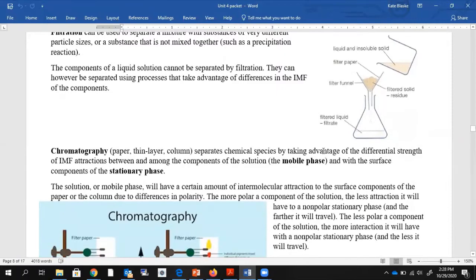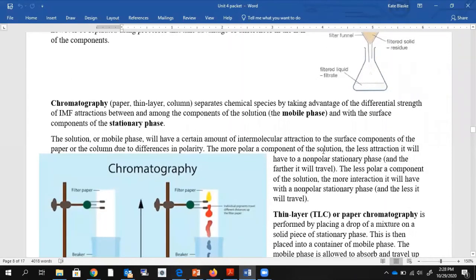We don't use that one very often except for precipitation reactions. That's usually the only time. There's a couple different types of chromatography that we're going to talk about. Chromatography, just from the word chroma, has to do with color. So we're going to talk about paper chromatography and thin layer chromatography, which basically work out the exact same way. And then column chromatography, which is different.